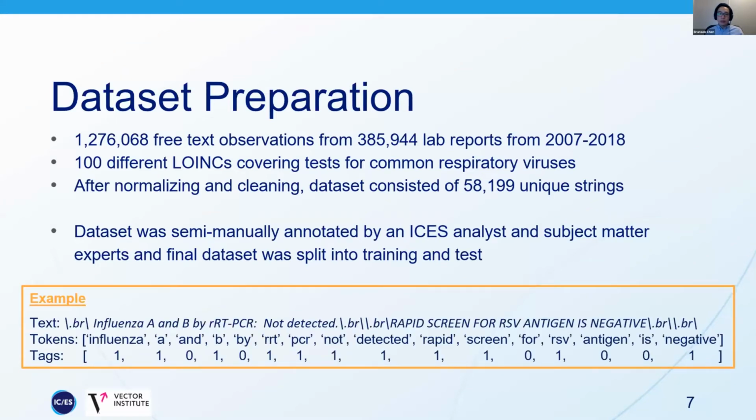Another output of the algorithm was labels corresponding to whether each token or word was a key element or not, as you can see in this example. This information was then fed into our NLP model for classification training.